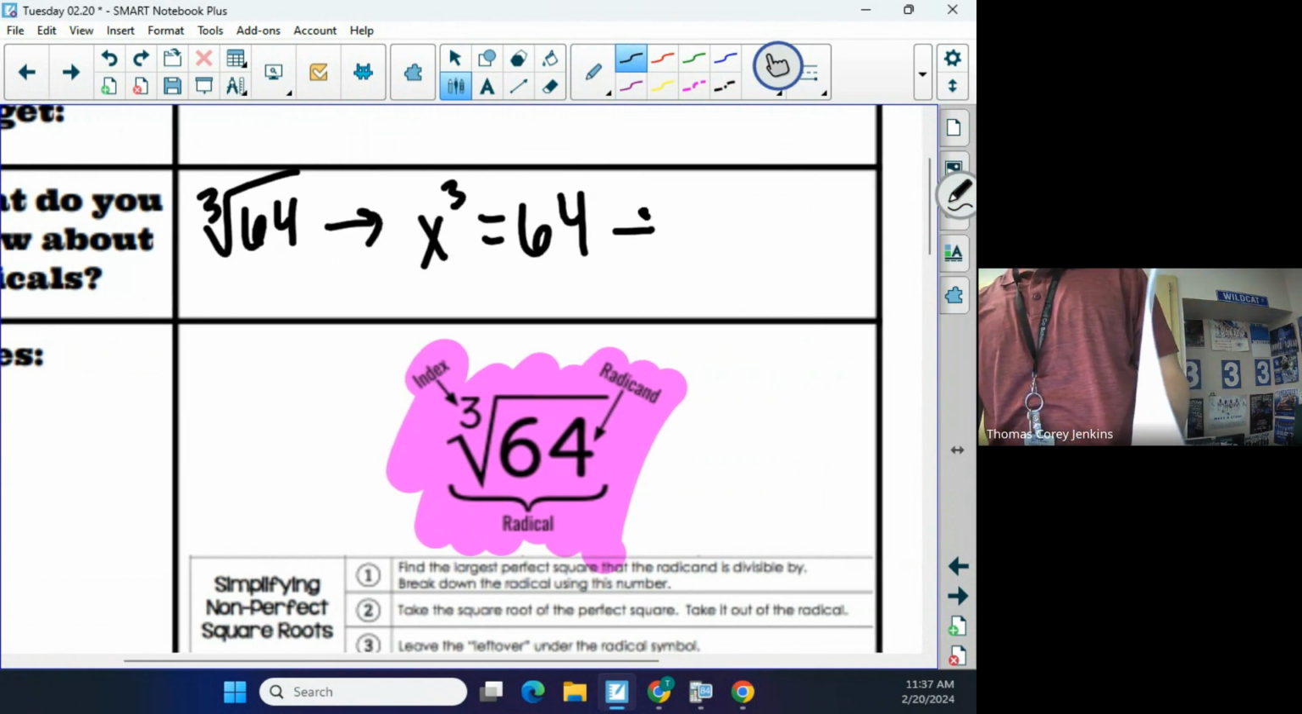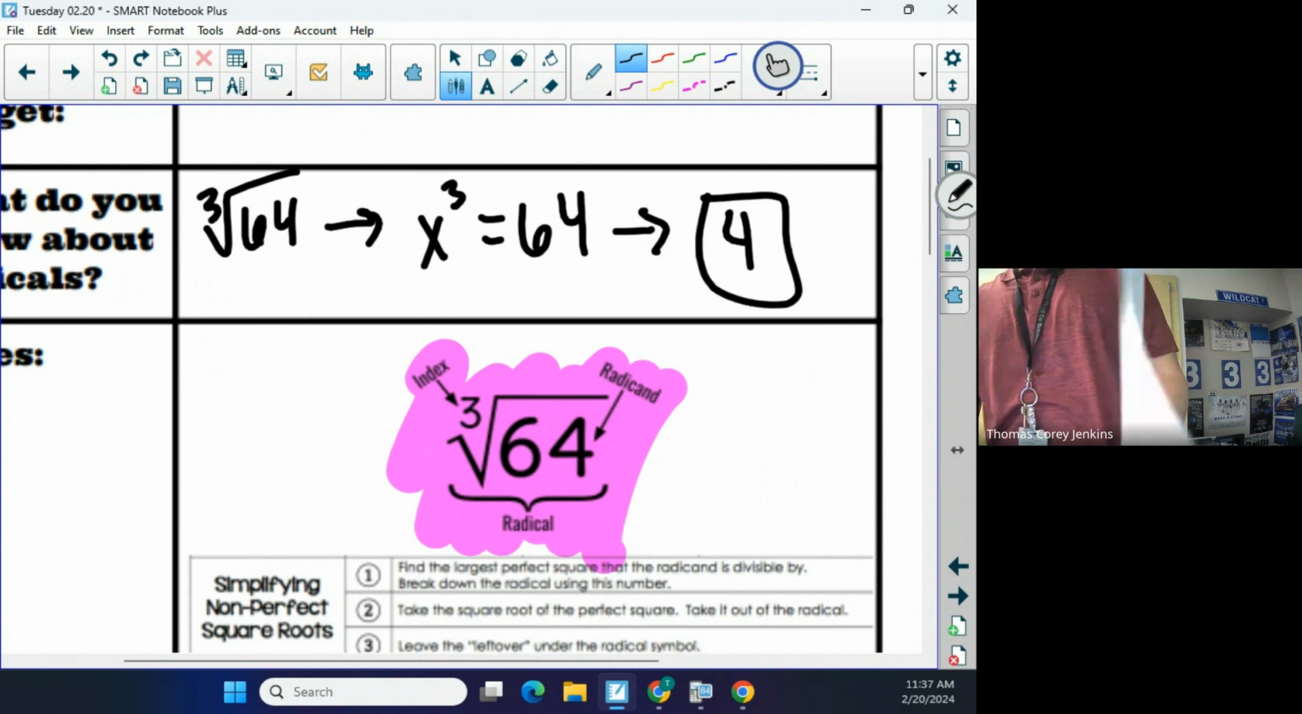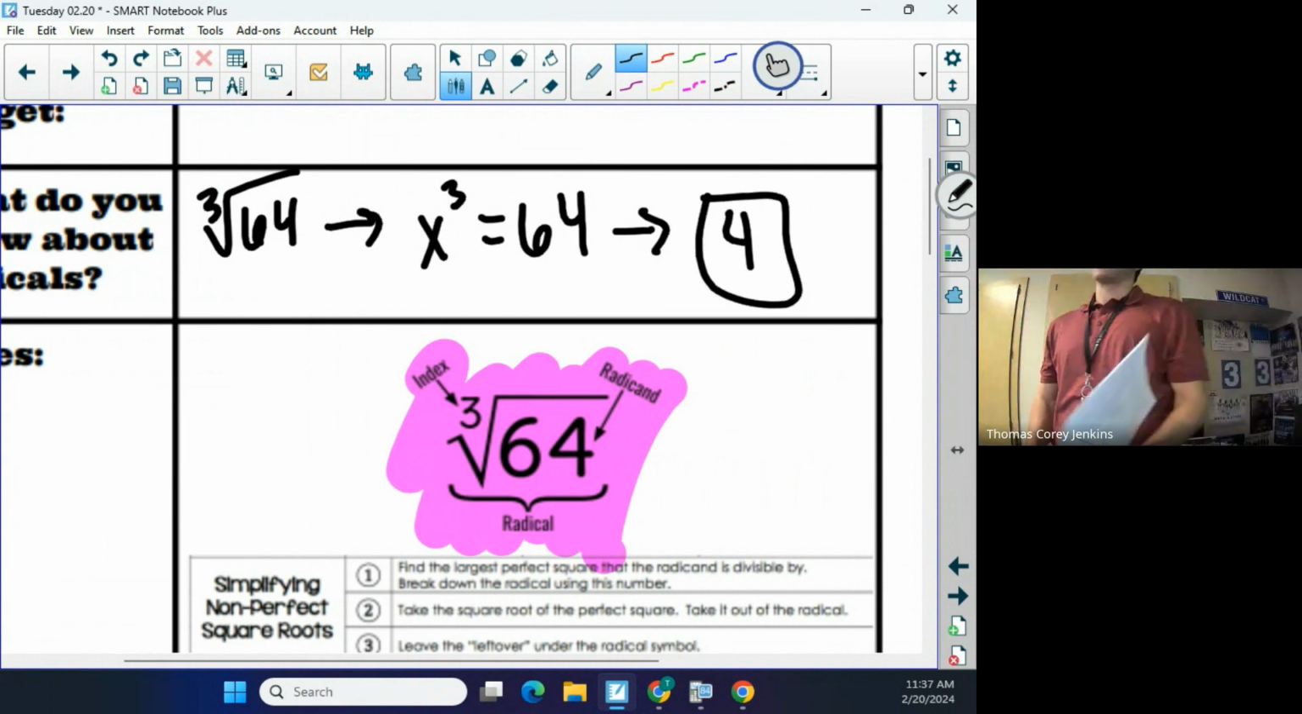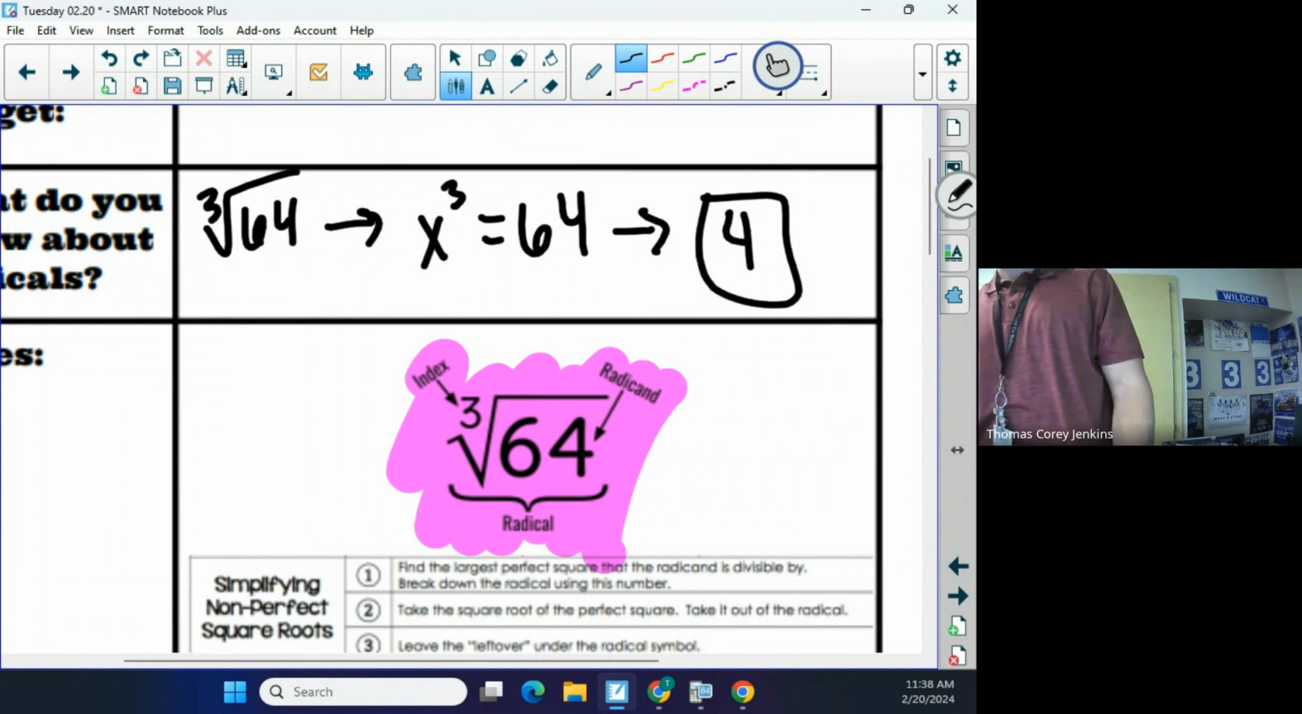So that's kind of what a radical means, right? It does have to do with exponents. It's just kind of the reverse of an exponent, or the inverse of an exponent.